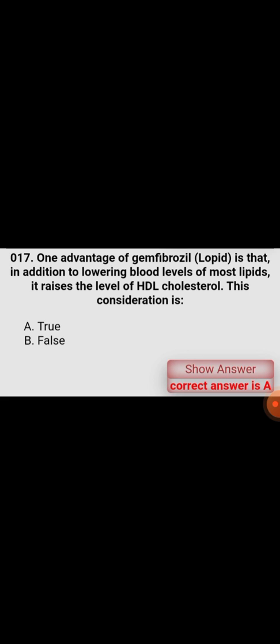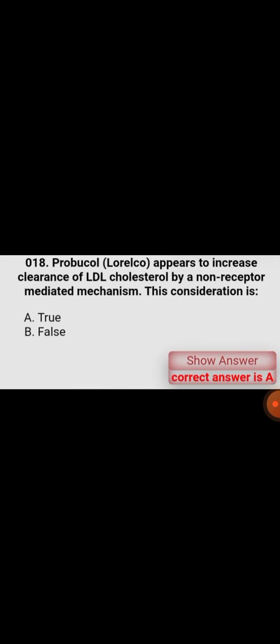One advantage of gemfibrozil is that in addition to lowering blood levels of most lipids, it raises the level of HDL cholesterol. This consideration is true. Probucol appears to increase clearance of LDL cholesterol by a non-receptor mediated mechanism. This consideration is true.